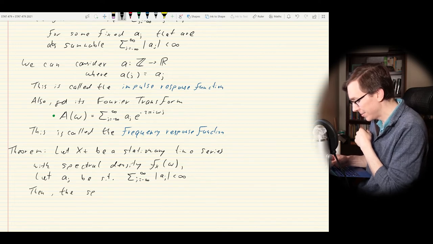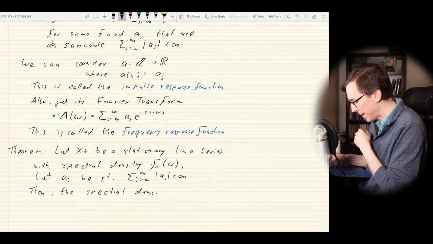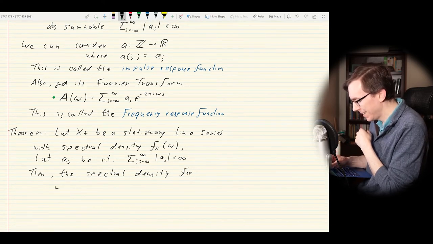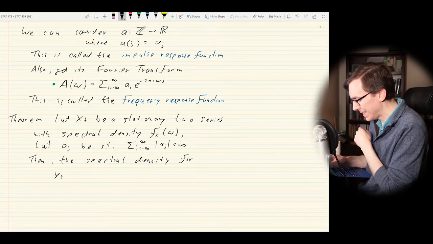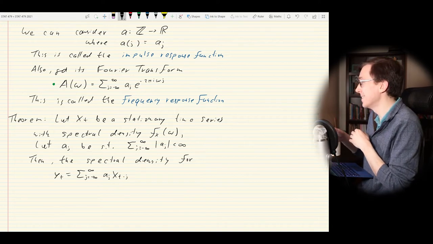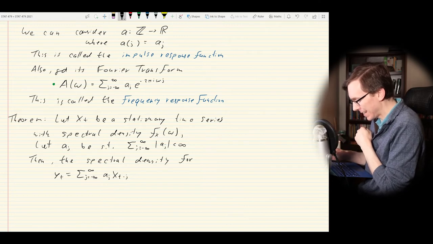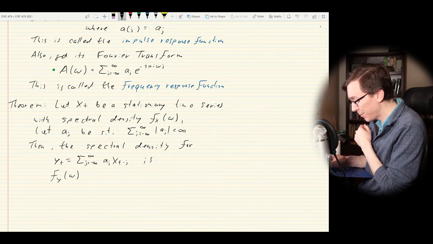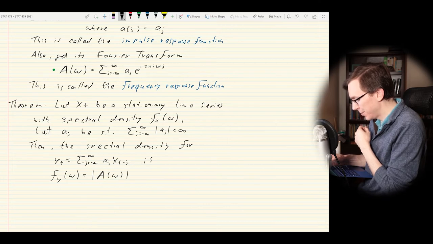the spectral density for y_t, which is going to be the sum over j from minus infinity to plus infinity of a_j x_{t minus j}, so again, our filtered x process, the spectral density for that is f_y of omega. And what we're going to do is simply multiply the absolute value of A of omega squared by f_x of omega.